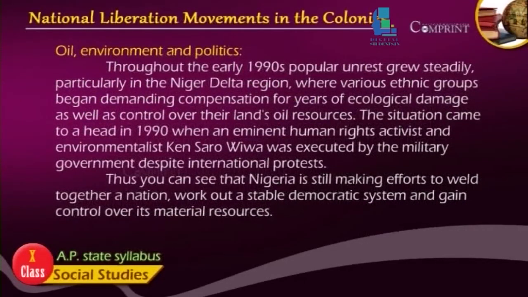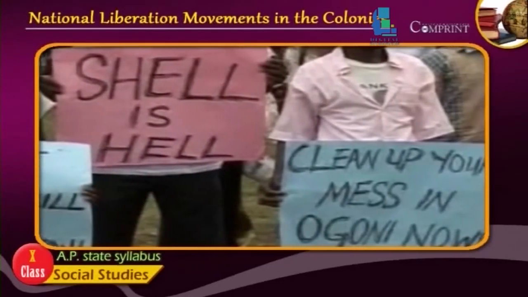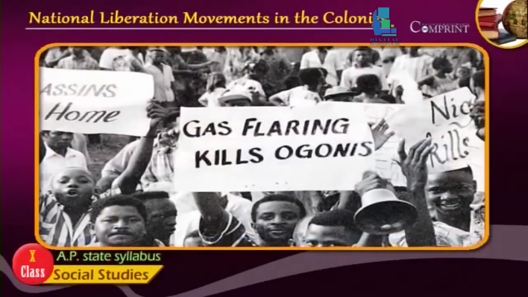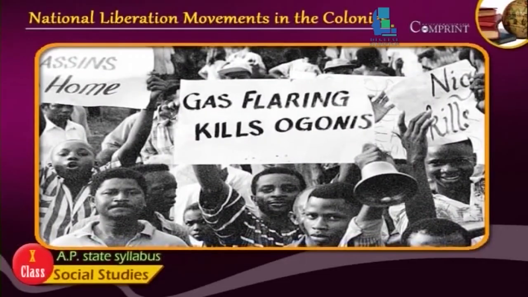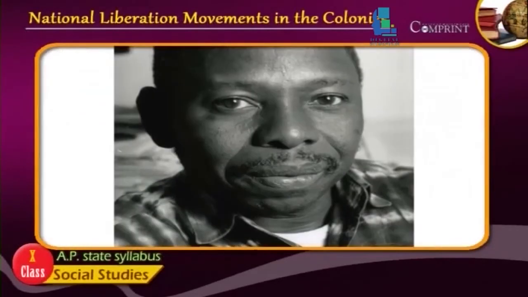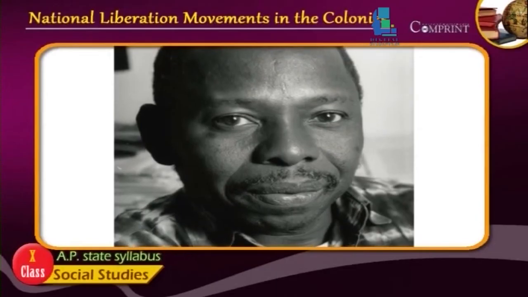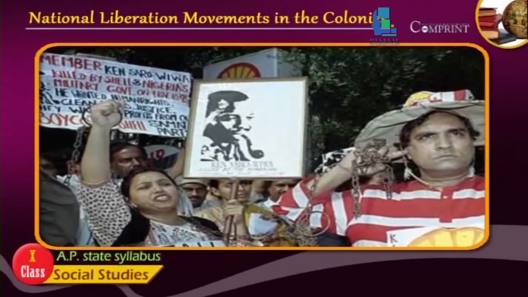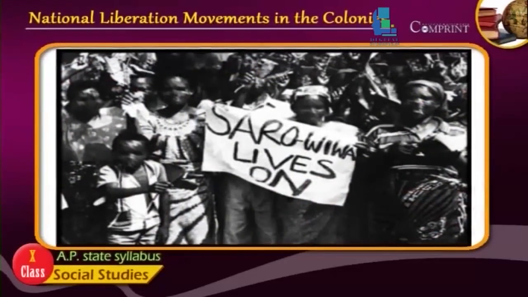Throughout the early 1990s, popular unrest grew steadily, particularly in the Niger Delta region, where various ethnic groups began demanding compensation for years of ecological damage as well as control over their land and oil resources. The situation came to a head when activists were executed by the military government despite international protest.